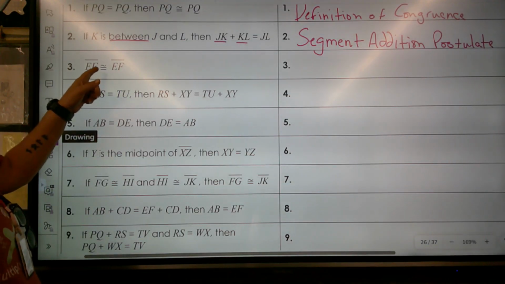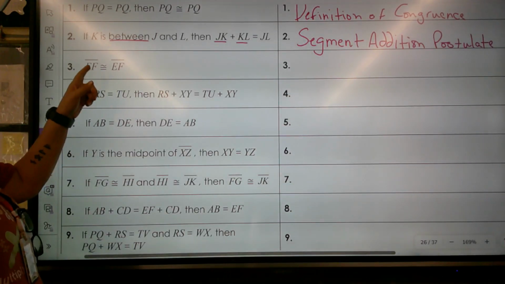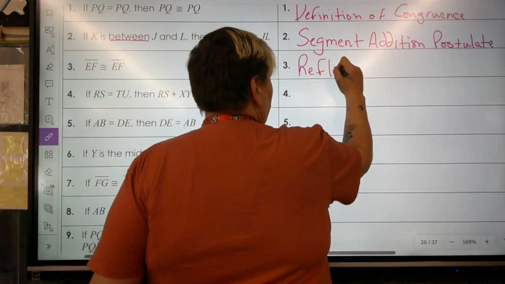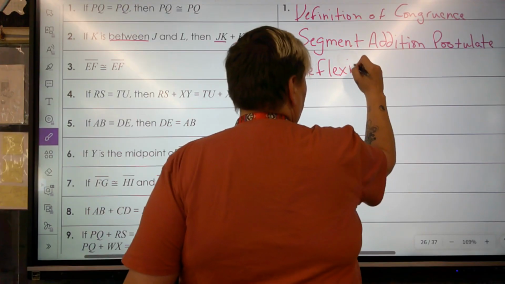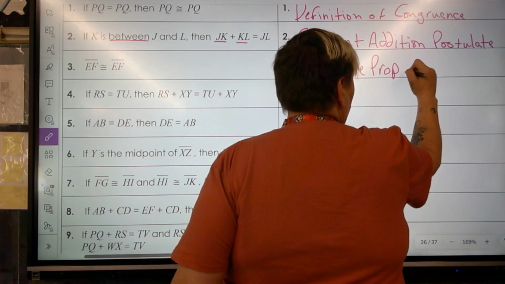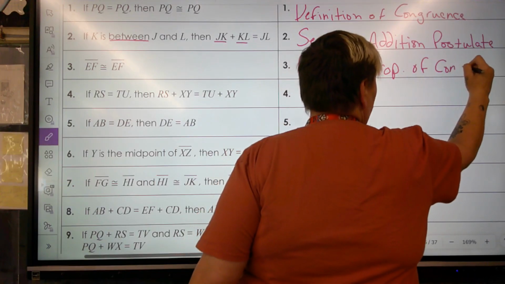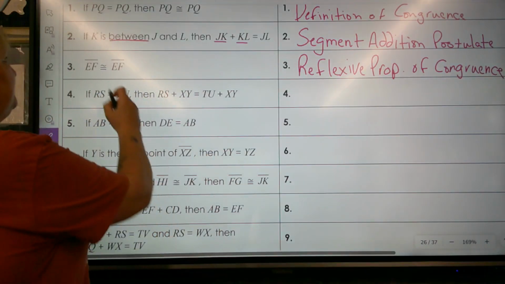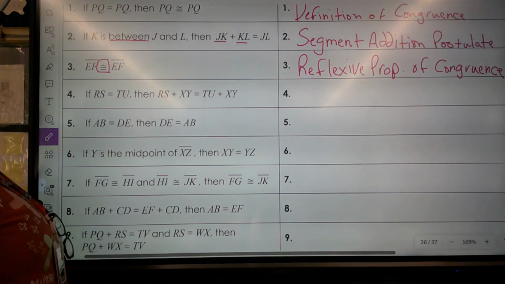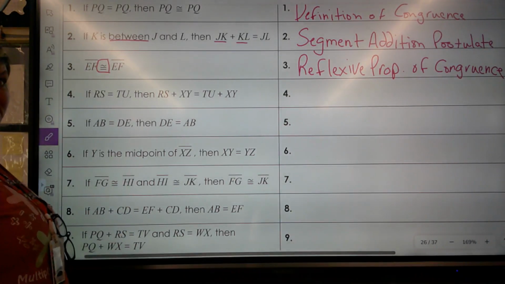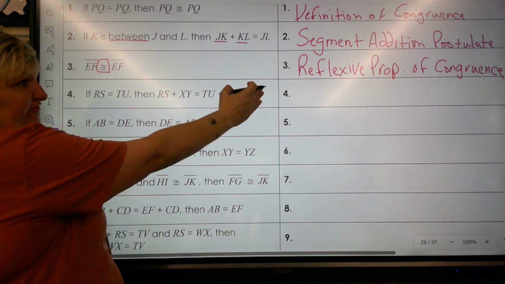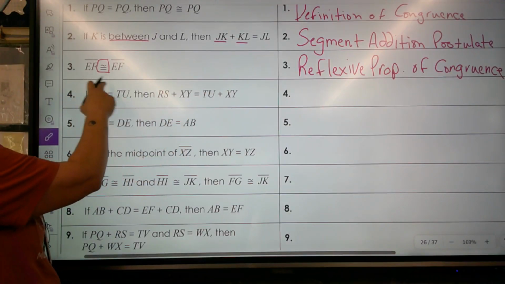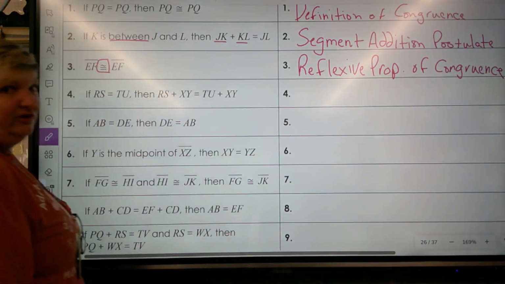Segment EF is congruent to segment EF. Equal and identical, right? That's the reflexive property of congruence. Why am I saying "of congruence"? I'm specifying it because the congruent symbol is there. If it was an equal symbol, then I could say reflexive property of equality. But because there's a congruent symbol there, it's the reflexive property of congruence.